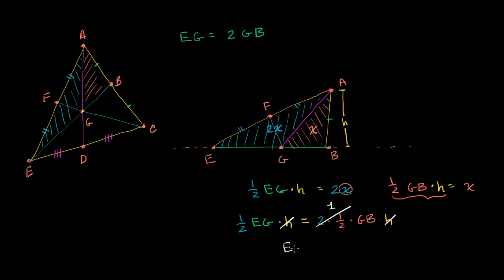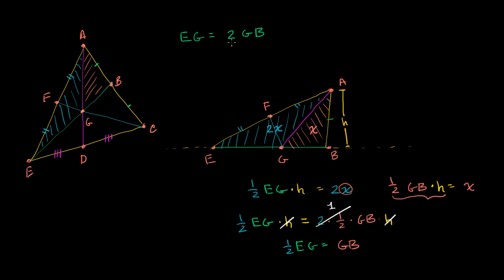So we can write 1/2 EG is equal to GB. And we're done. This is essentially saying that GB is half of EG. So for example, if EG is 2, this is going to be 1. If EG is 4, this is going to be 2. So we've actually proven our result.